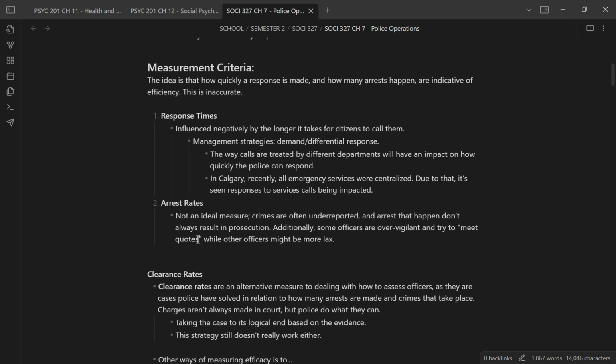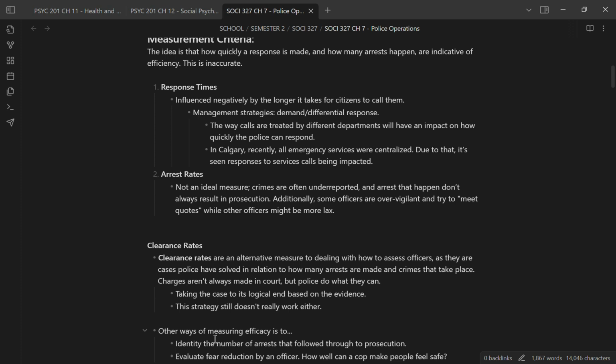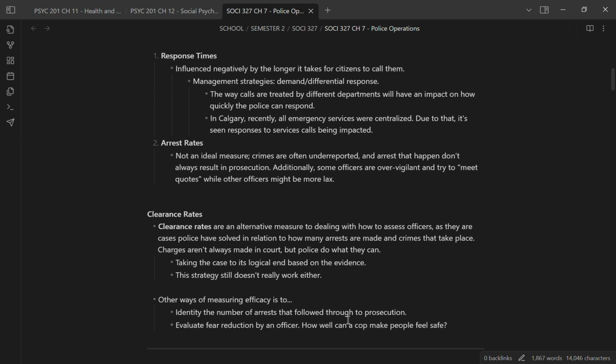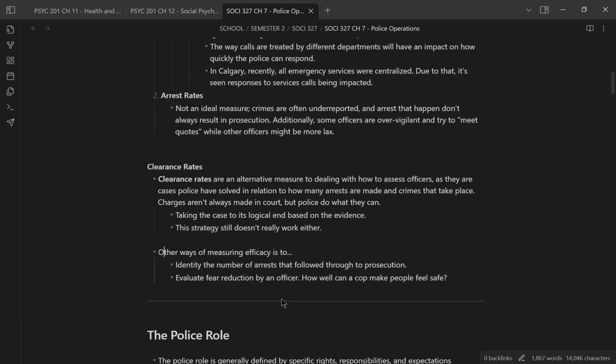Clearance rates are another method. It's not great, but the idea essentially is that we look at how many cases police have solved in relation to how many arrests are made and crimes that take place. You're kind of taking in everything. From this, charges aren't always made in court, but police do what they can. It's essentially taking the case to its logical end based on the evidence, and this is good, but it's not great. Two ways that are better are to identify the number of arrests that follow through to prosecution and evaluating fear reduction by an officer. These are two ways that we can really manage effectiveness and efficiency, right?